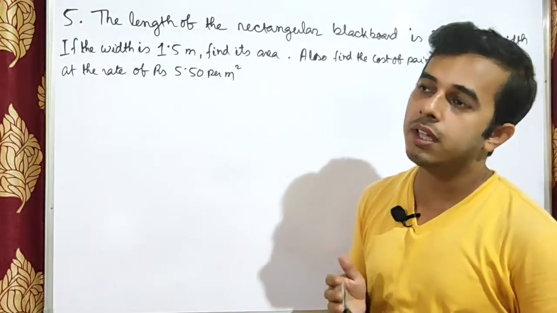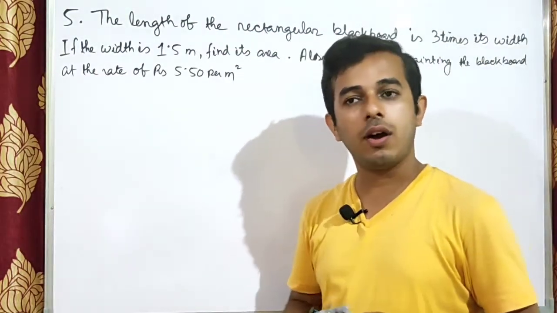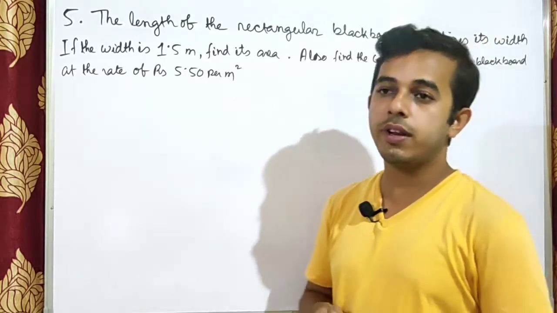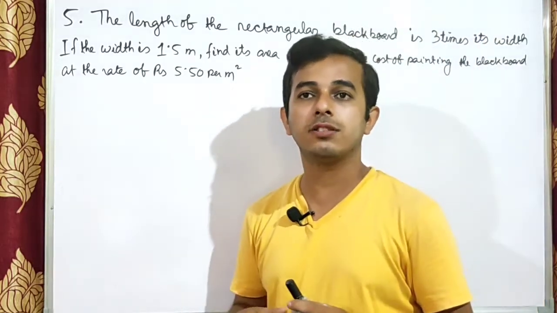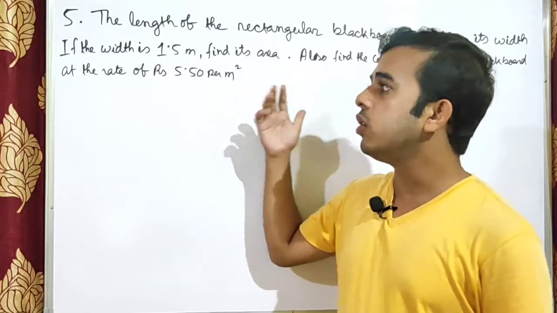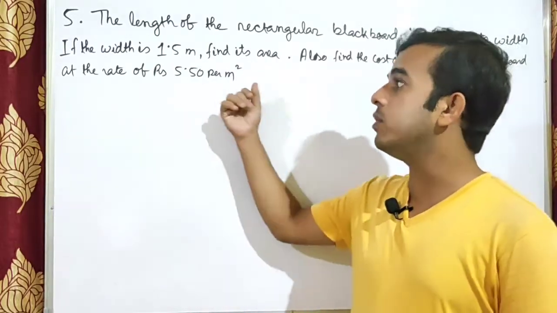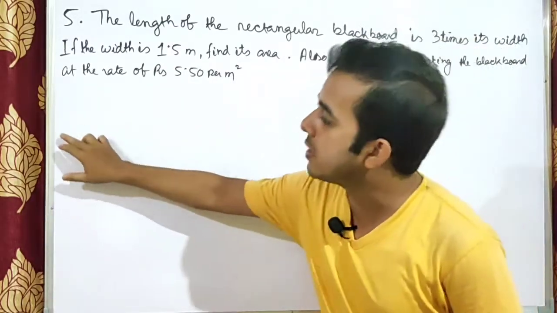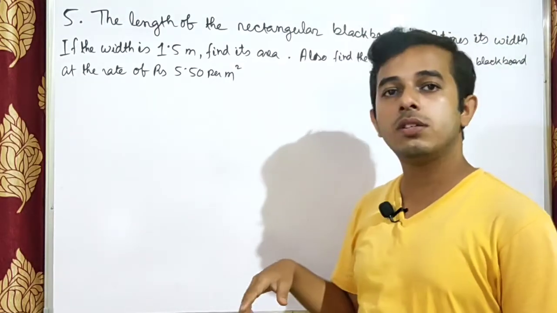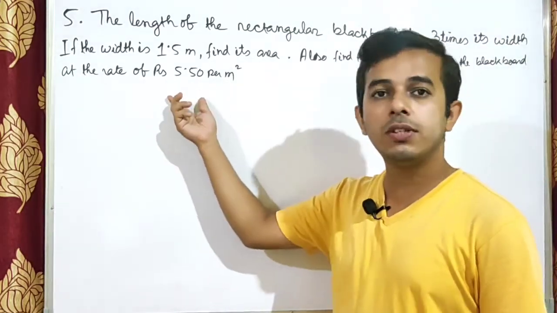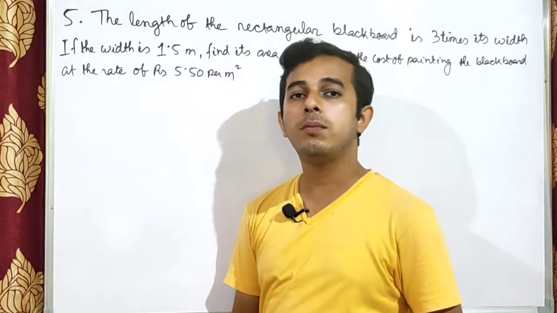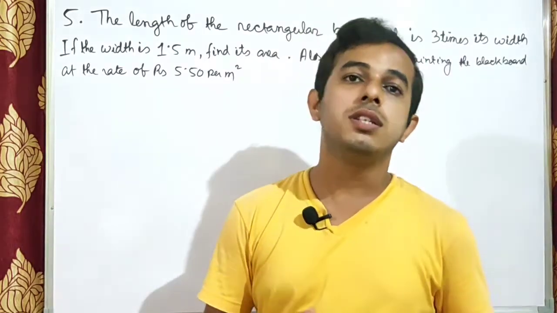Now for painting, I must need money, right? For example, the painter will ask me that if you want to paint the board, you must give rupees 5.50 per meter square. Suppose if he paints 1 meter square, he will charge me rupees 5.50. So I have to find how much money I shall give.